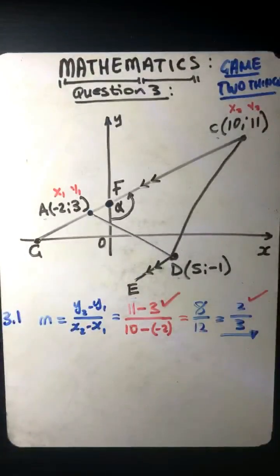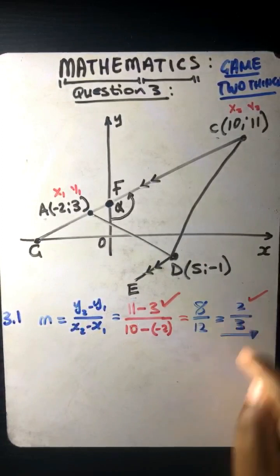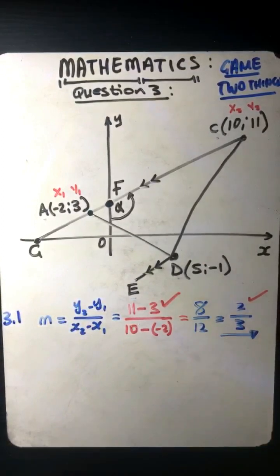Moleboge, what gives us an indication or the confidence that this gradient is correct? Do you want to give it a guess? Yeah, because it's positive. Because of the first quadrant, we have a positive gradient.